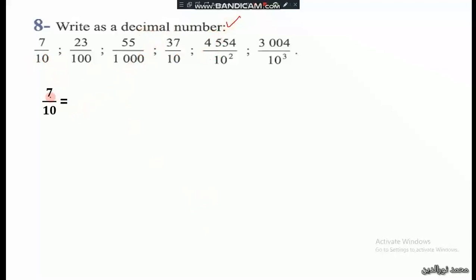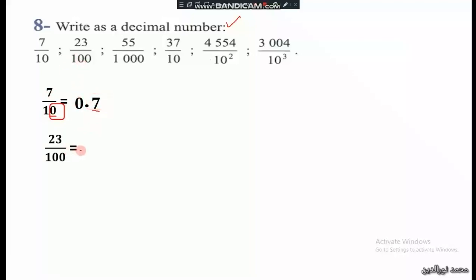So first we have 7 over 10. We have 1 zero, so we should have one decimal digit. So here the decimal digit is 7, one decimal digit, and we put the decimal point right here.